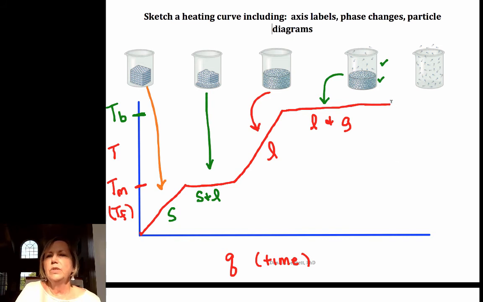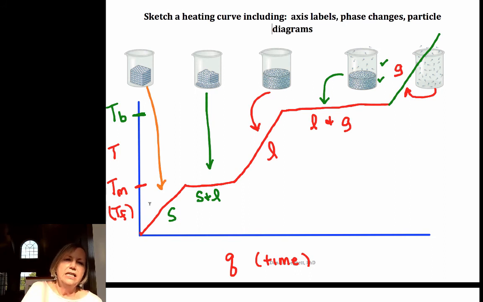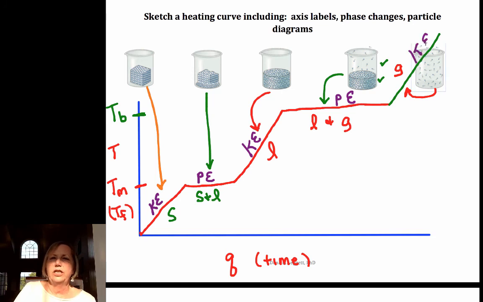And then once it was all boiled away, I'd start to see this increase in temperature as I increase the kinetic energy of my gas molecules. So here I would have only gas. So solid, solid and liquid, liquid, liquid and gas, and then gas. Here we've got kinetic energy changes. Here we have primarily potential energy, kinetic energy, potential energy, kinetic energy.